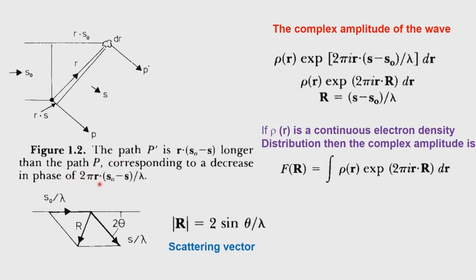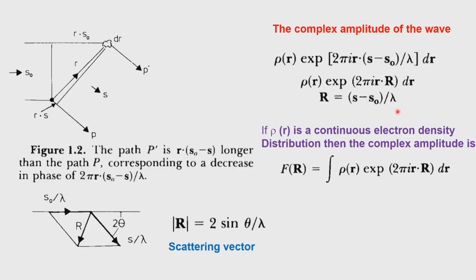It is 2 pi r dot (s naught minus s), the decrease in the phase. The decrease in the phase can be represented as (s minus s naught) by lambda, and therefore this is the path difference which occurs, and the path difference is a consequence of the definition of the scattering vector. So R therefore is (s minus s naught) by lambda. We will study this in a little more detail probably in the next class, but at this particular point we notice R is (s minus s naught) divided by lambda.